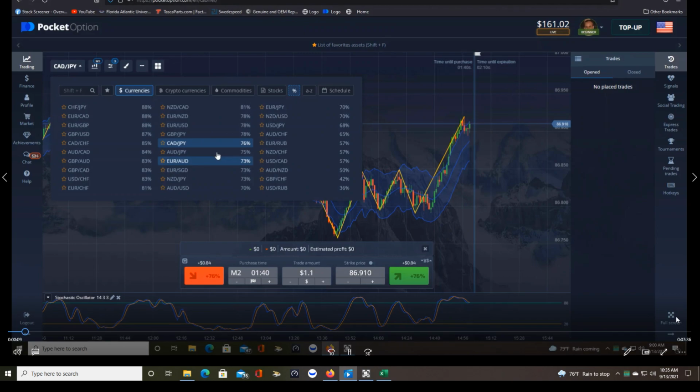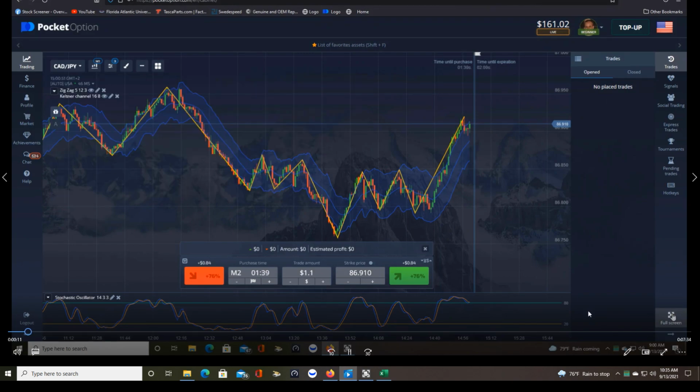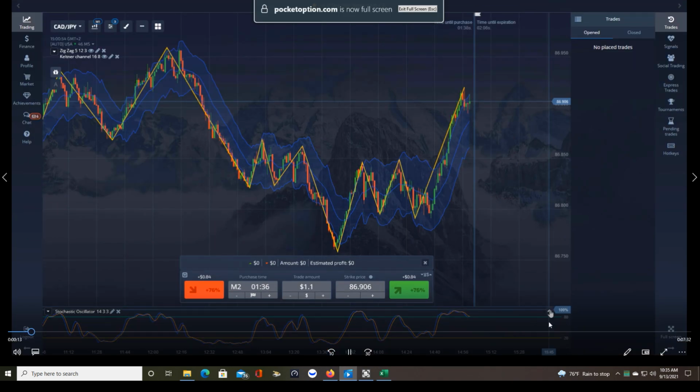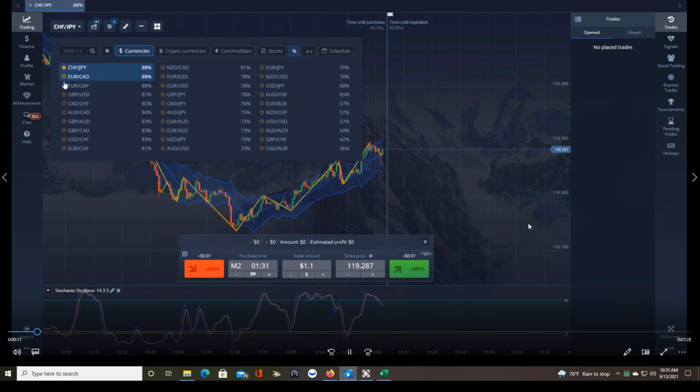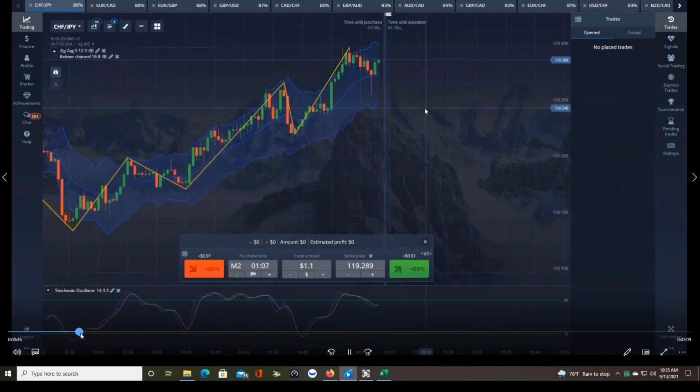I always start by increasing the screen size to full screen and increasing the stochastic oscillator size, and that just makes it easier to see my entry signal. And then I select the currency pairs that pay out the most, 80% or more. That way my break-even win rate doesn't need to be so high in order to be profitable. So we'll look at that on the spreadsheet at the end.